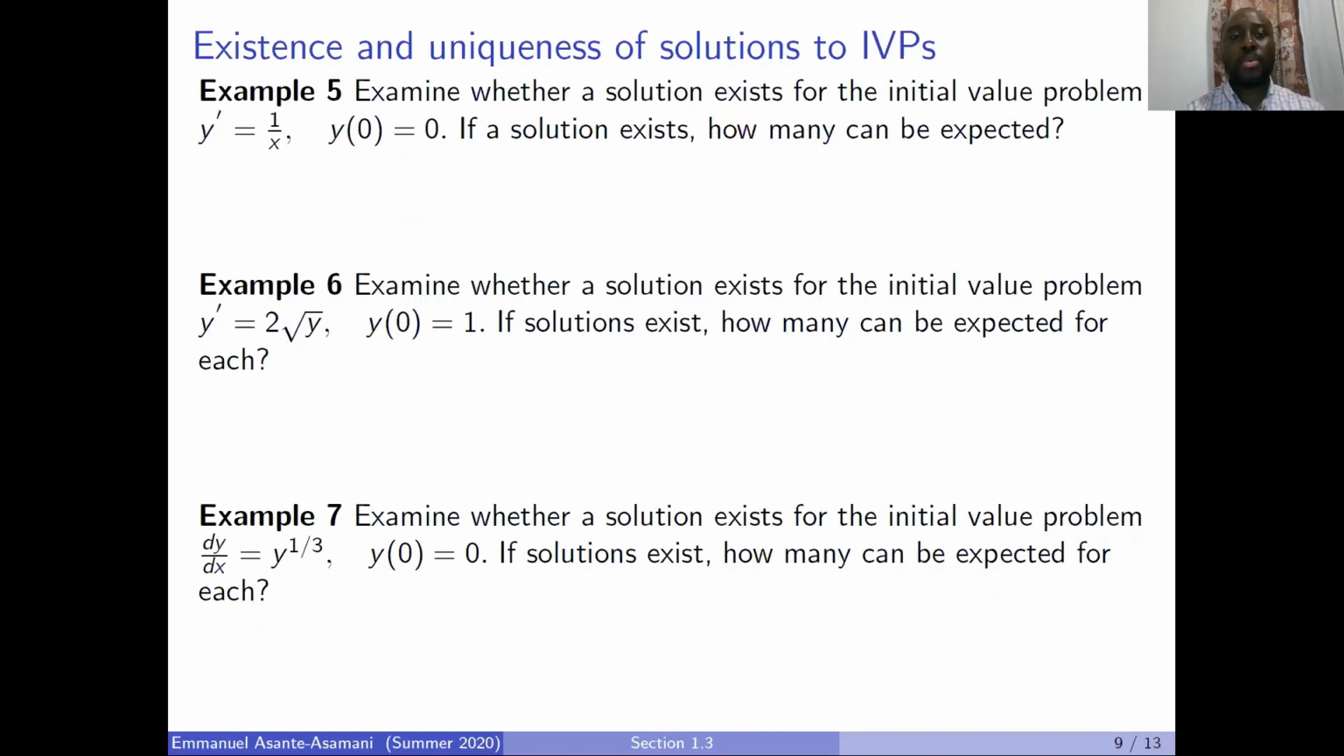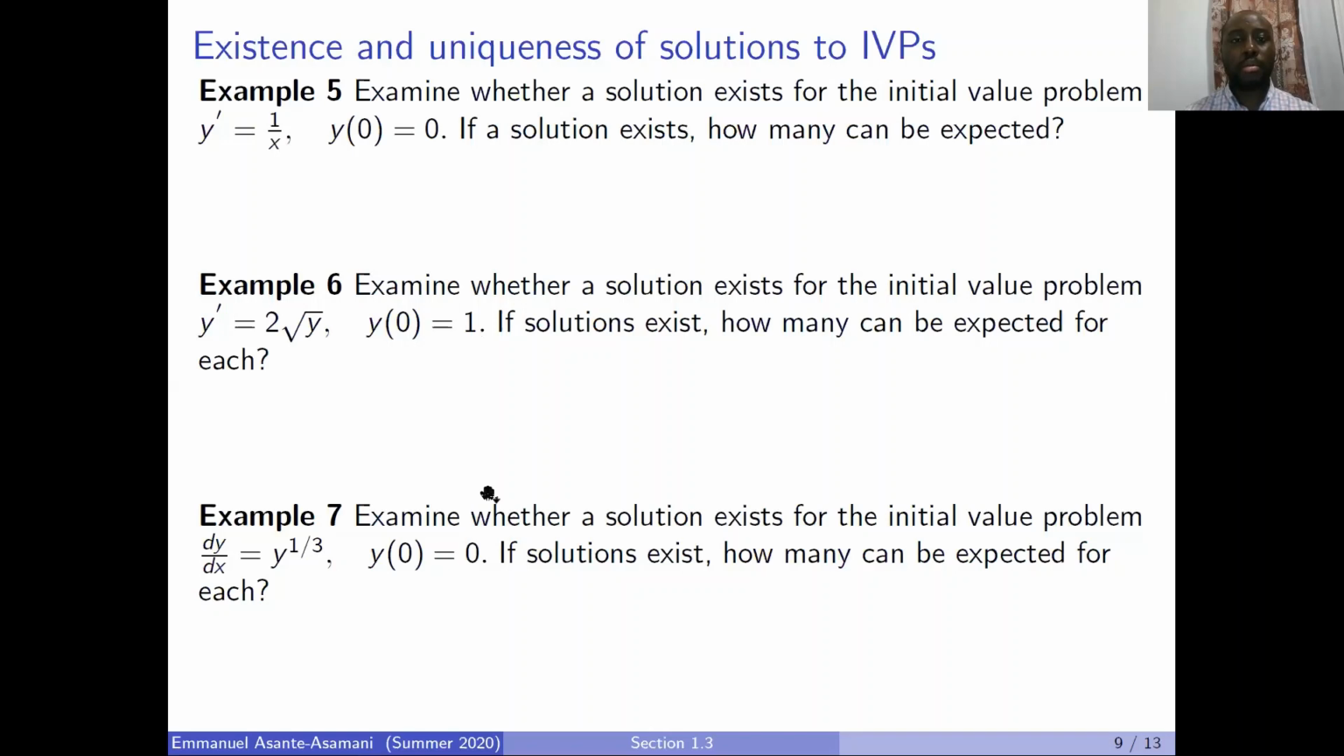Okay, and so we're going to look at 3 different scenarios of what could happen with an initial value problem, and then we are going to use a theorem to explain what is going on. And then based on that theorem, you will be able to tell ahead of time if a first order differential equation will have a unique solution or not. All right. So let's take example 5.